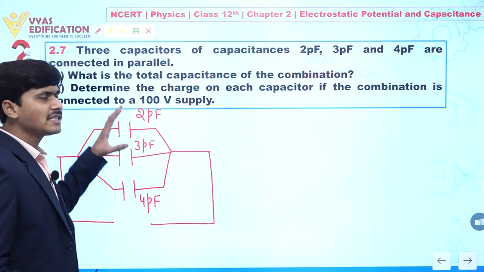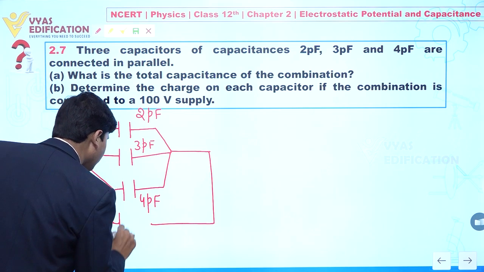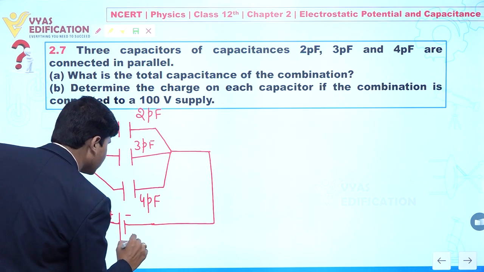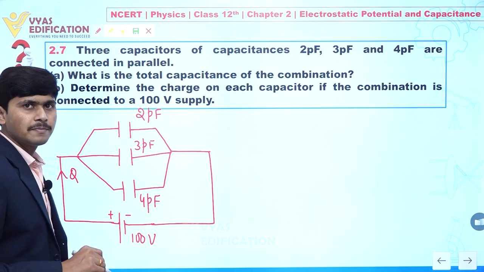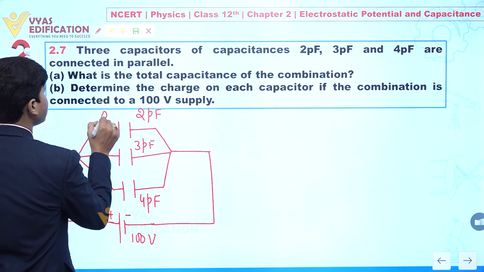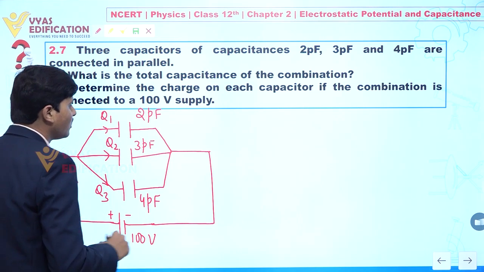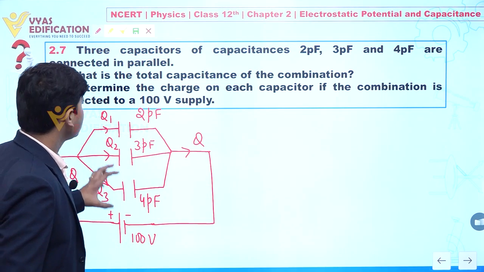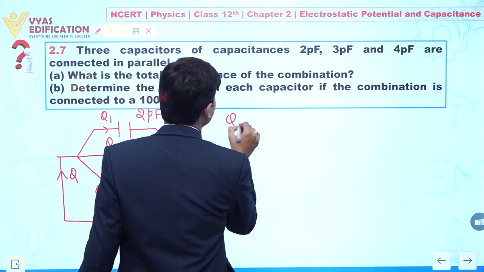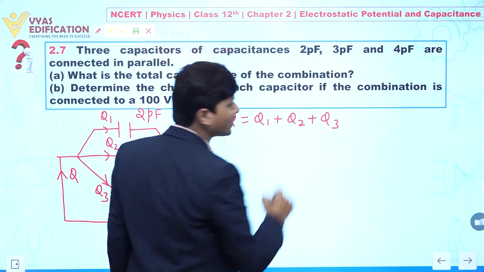So we can say these are connected in parallel, and let's suppose it is connected with a battery. It is given in this question, this is 100 volt. So let's suppose charge Q is coming from this side, and charge Q1 is going in this one, Q2 and Q3, and here again we get the total charge Q. So we can write like this: Q equal to Q1 plus Q2 plus Q3.